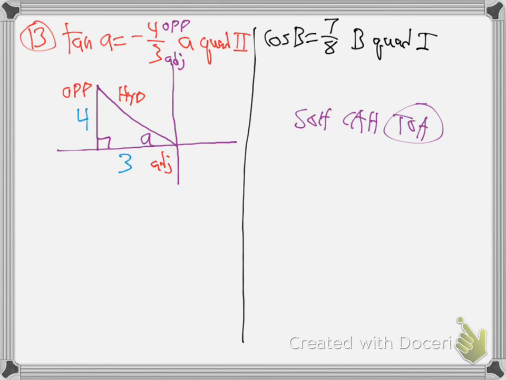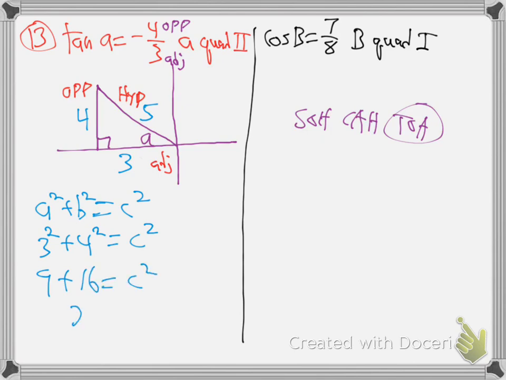So I don't know if you recognize 3, 4, what's the other side? 5. Yeah, they do 3, 4, 5 a lot. So if you see that, you can just skip the Pythagorean. It's got to be 5. But if you don't remember that, that's fine. Just a squared plus b squared is c squared. So 3 squared plus 4 squared. The c is always the hypotenuse. So 9 plus 16 is c squared. 25 is c squared. And root it, c is 5, as we knew.